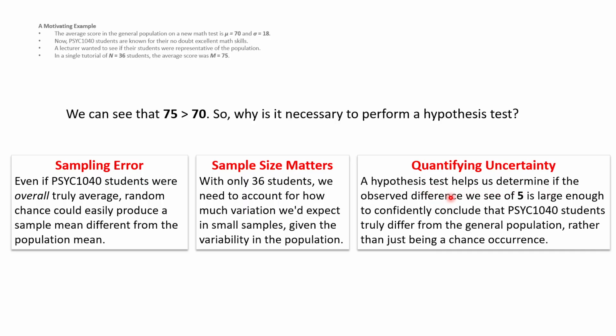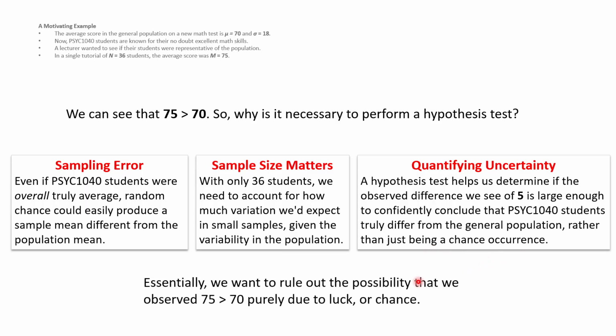Now, finally, a hypothesis test, I suppose this is the most critical point, helps us determine if the observed difference of 5 that we see is large enough to confidently conclude that these students really are different from the general population, rather than it just being a chance occurrence. Specifically, we want to rule out the possibility that the observed 75 being greater than 70 was purely due to luck or chance.